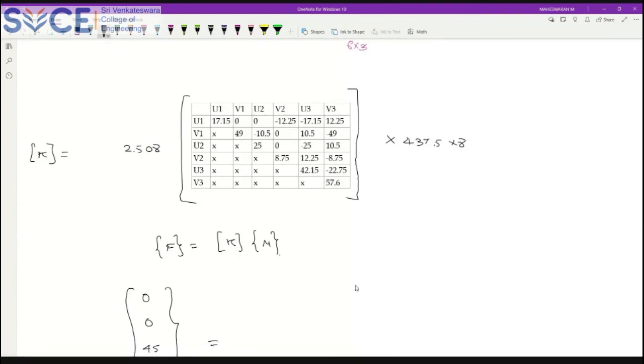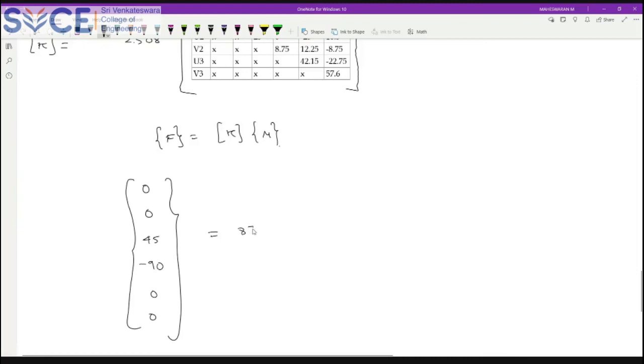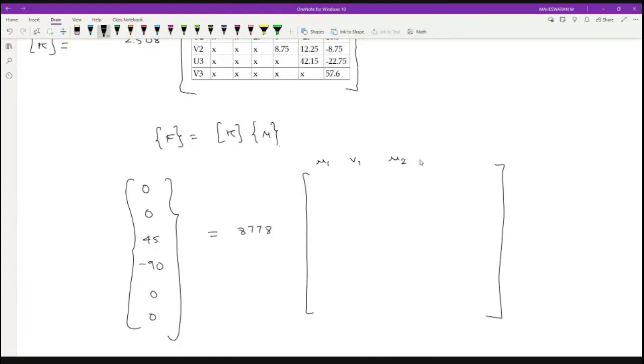This is equal to this term. The common term is 2.508 into 437.5 into 8, so you're getting 8778 into the matrix. I'll just put the value, U1, V1, U2, V2, U3, V3. Similarly, I'll put it here, U1, V1, U2, V2, U3, V3. I'm not marking anything here because I will apply the boundary condition. So this into U, as usual, U1, V1, U2, V2, U3, V3.